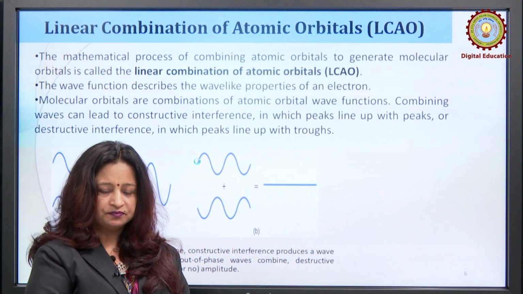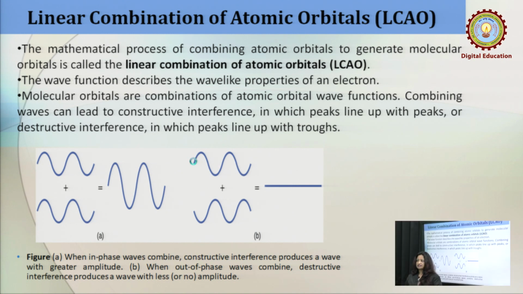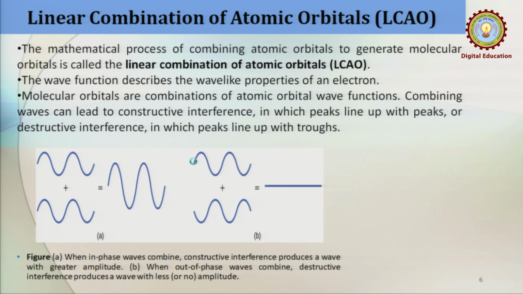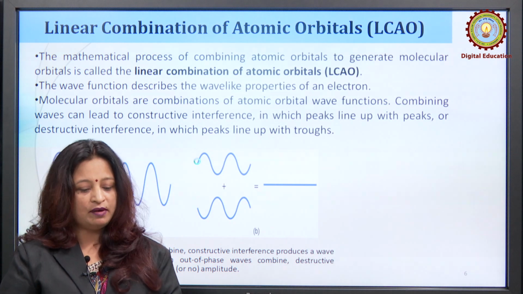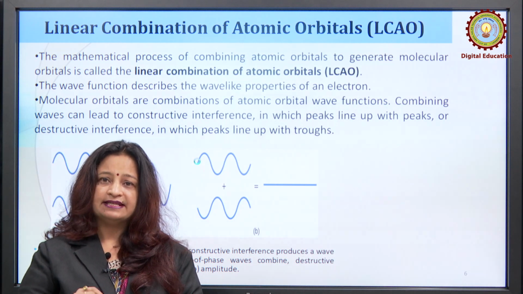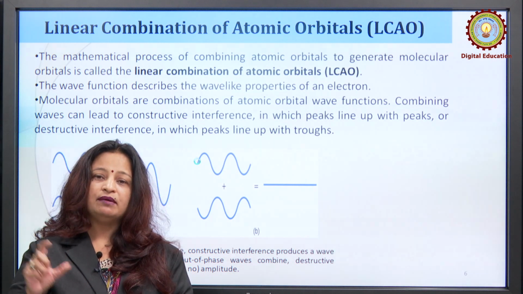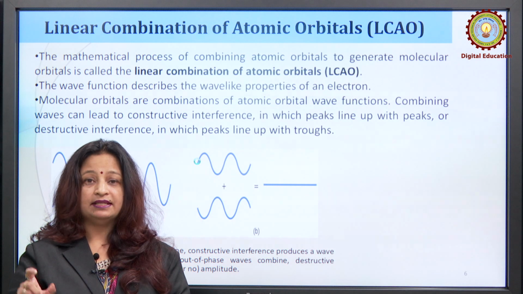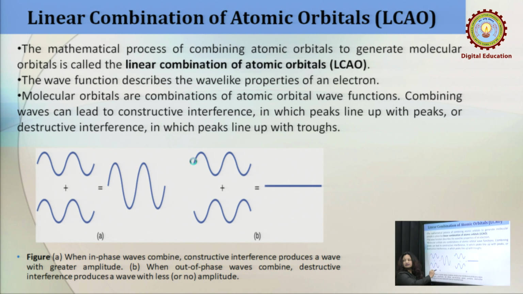Now, moving ahead, we come to the linear combination of atomic orbitals, and we use the term LCAO method. This is the mathematical process of combining atomic orbitals to generate molecular orbitals, and it is known as linear combination of atomic orbitals. This wave function describes the wave-like properties of an electron. You can see that when both the electron waves are in the same phase, peaks line up with the peaks. So, what is the resultant wave?